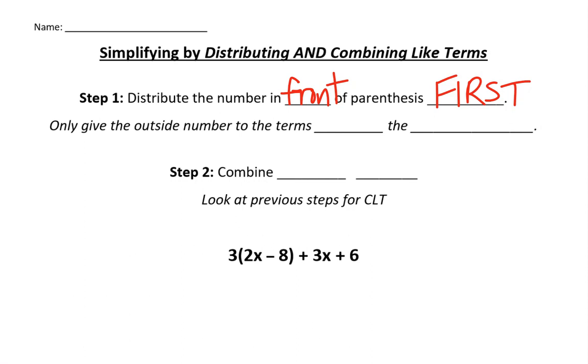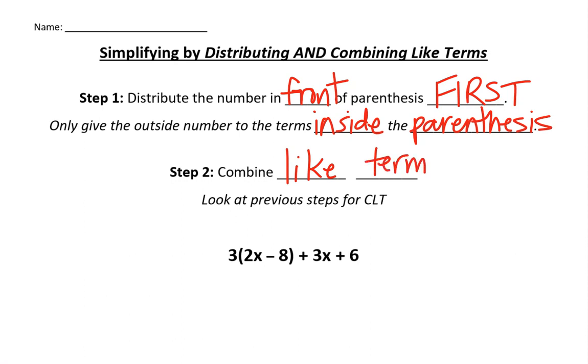It's really important that you do this before any other step. Only give the outside number to the terms inside the parentheses. So what this means is that if you have terms outside of the parentheses, you are not going to distribute to that. And you will see what I mean when we do this first example. And then after we distribute, step 2 is to combine like terms, and it's the same steps as before.